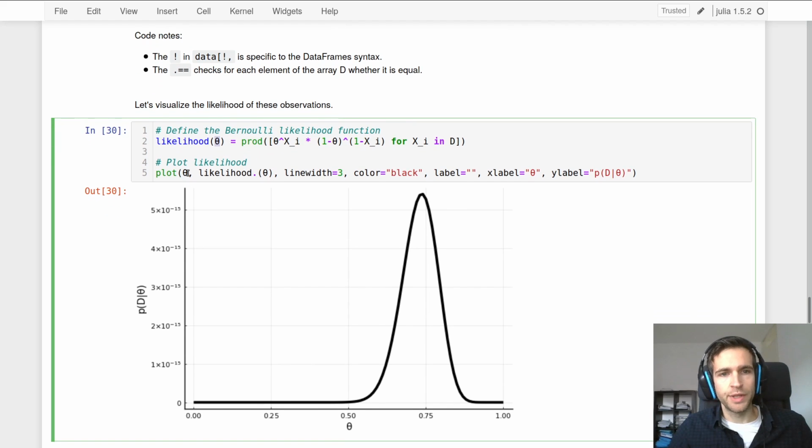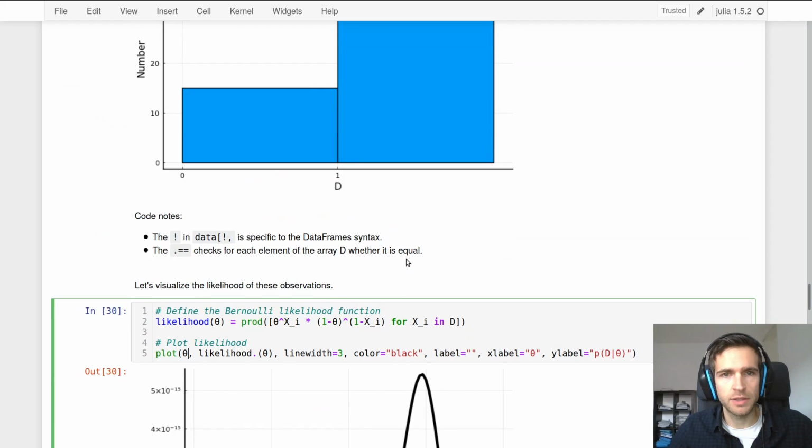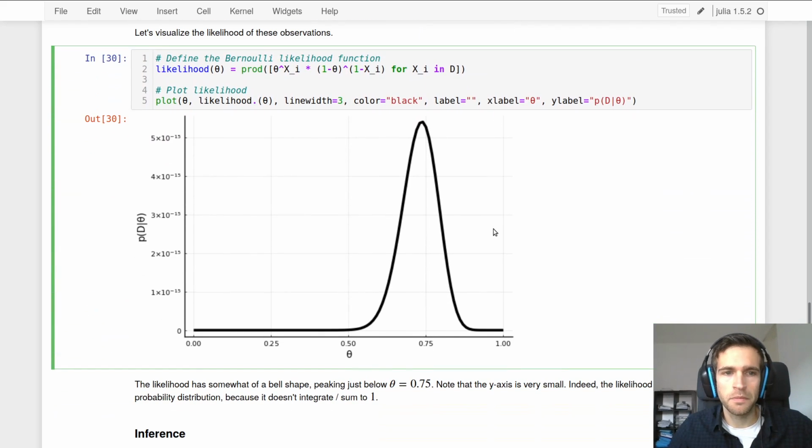And then again we're plotting the likelihood for every theta in the range of theta that we specified. So that gives us this figure. You can see that the majority, the largest mass under this distribution, lies above 0.5. That reflects our earlier observation that the majority of students got it right. Another thing to note is that the y-scale is quite small. It goes up to 10 to the power minus 15.